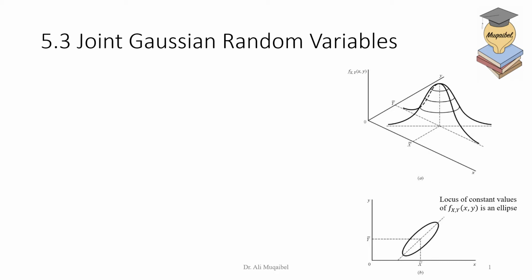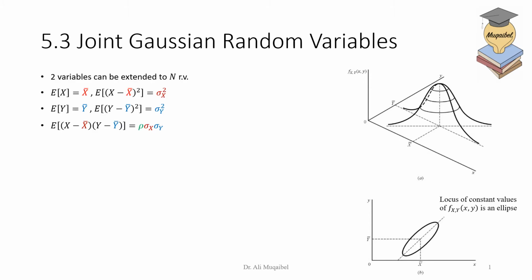And we're covering joint Gaussian random variables. In joint Gaussian random variables, we have two variables. So we start with the x-axis, which we'll denote with the red color, and we also have the y-axis, or the other variable, which is referred to with blue.